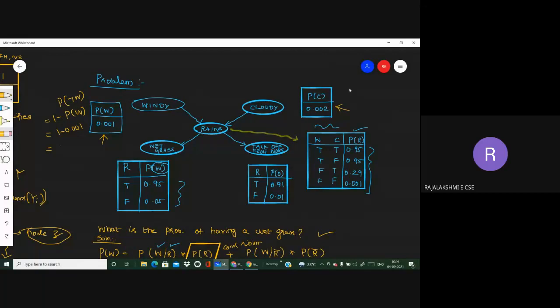Tell me, what probability? 0.999. Yes or no? What do we get if we subtract 0.001 from one? 0.999. Then what is the probability of not cloudy? 0.998. Okay? 1 minus 0.002 is 0.998.